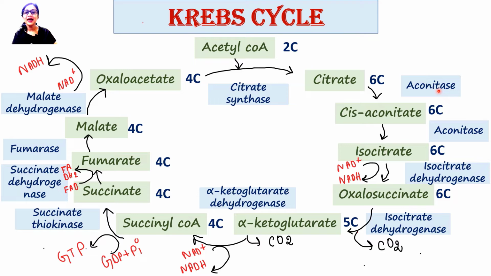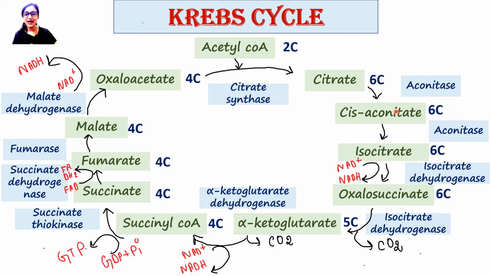Aconitase enzyme converts citrate to cis-aconitate. Both are 6-carbon compounds. The same enzyme, aconitase, converts cis-aconitate to isocitrate. Isocitrate dehydrogenase enzyme converts isocitrate to oxalosuccinate. In this step, NADH generation occurs, and all of them are 6-carbon compounds.